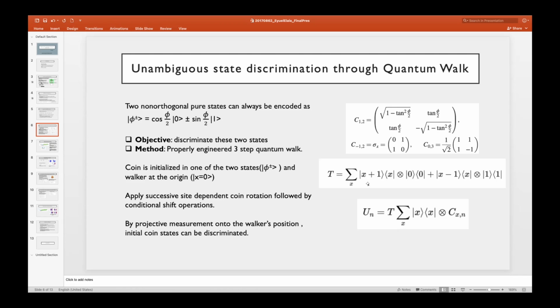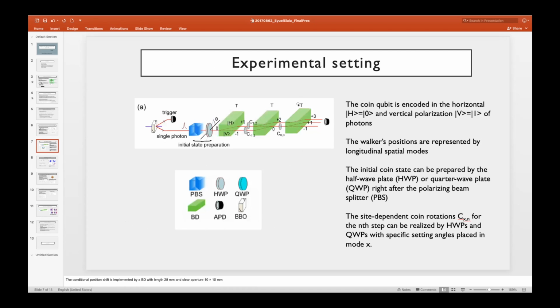So what you do is measure the Walker and then tell what the initial state of the coin was, whether it was phi plus or phi minus. To realize that, they used this kind of experimental setting. They generated a single photon and passed it through a beam splitter, and encoded the coin qubit using the horizontal polarization for the zero state and vertical polarization for the one state.